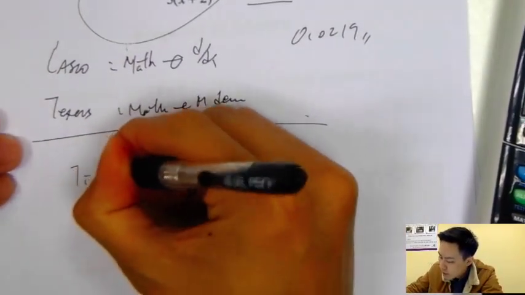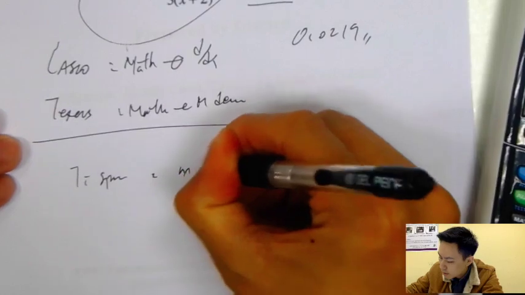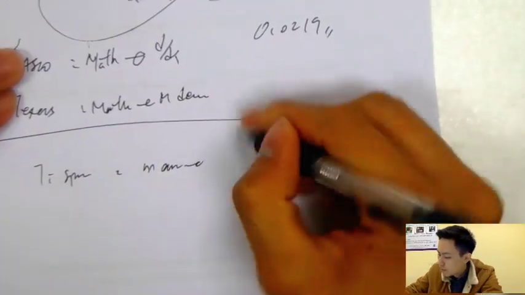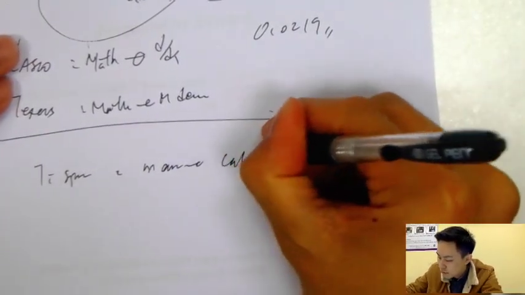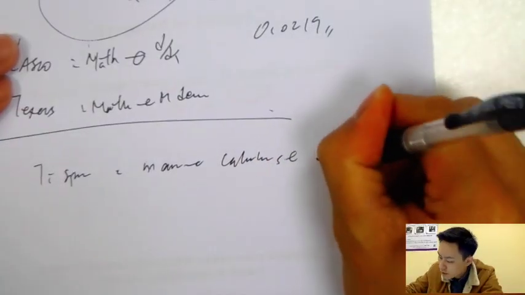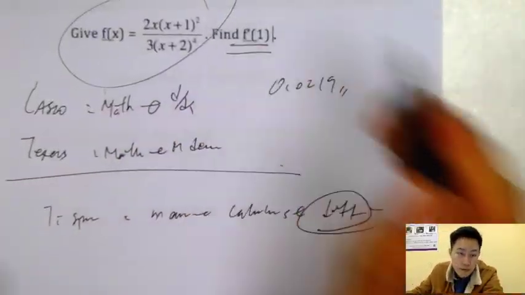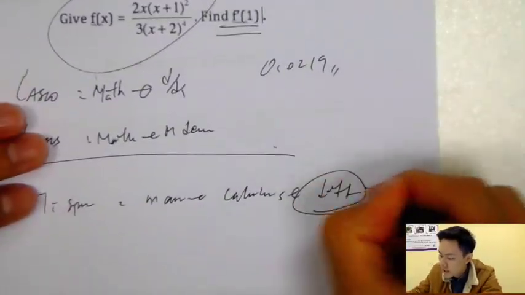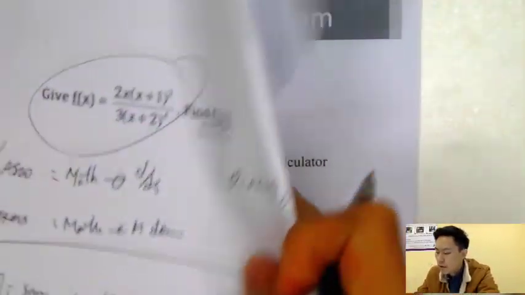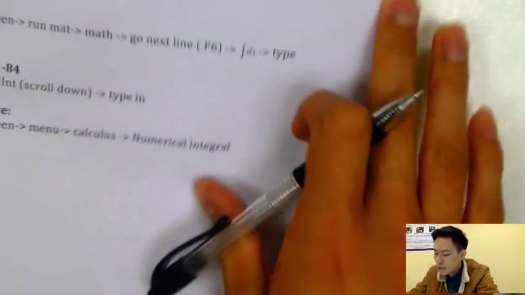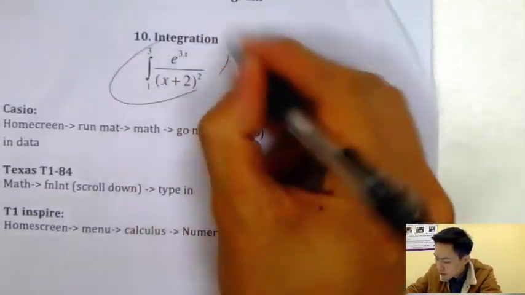And for TI-Nspire, again, you go to menu, and then you go to calculus. Okay, you go to calculus, then you see differentiation. So for differentiation, you just type in this equation here, and then type in x equals 1, then you get the answer. Okay, so the last part is integration. So if I give you this integration, how do you solve it?